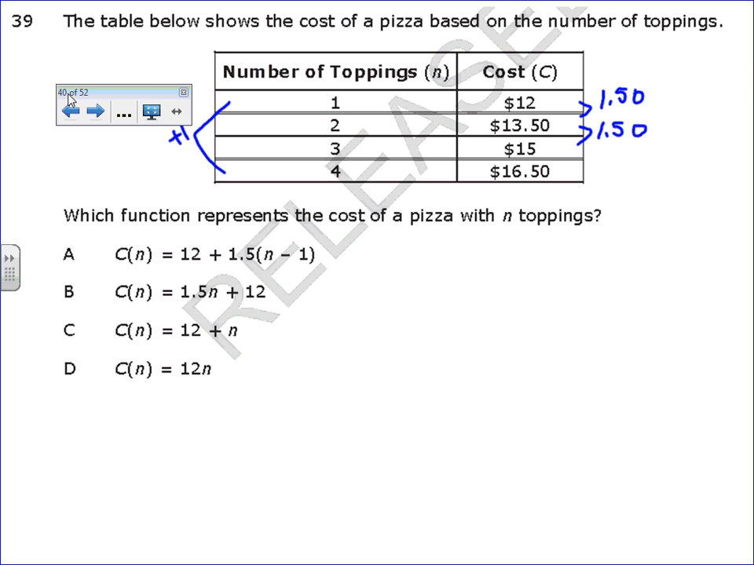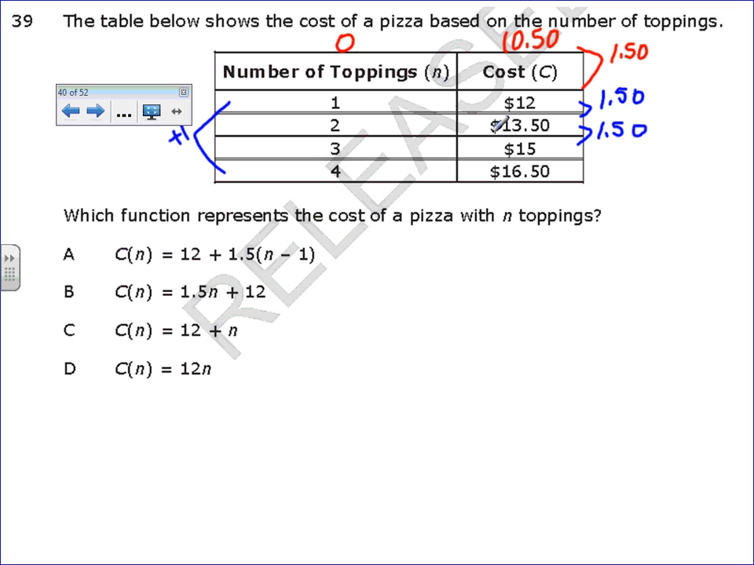Okay. And I know that my y-intercept is when x is what? 0. So if I go back one, what number when I add $1.50 is going to give me $12? $10.50. All right. So I've got all that, so that's good to know. Now I know n represents the number of toppings. So the other thing I know is that I should be able to plug these values in for n in these equations, and it should pop out this amount of price. If it doesn't, that's not the answer choice.